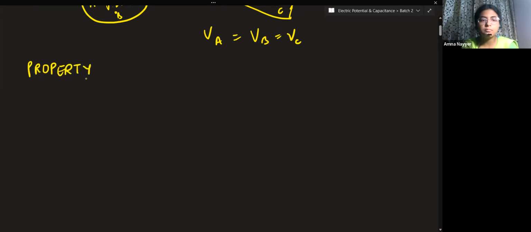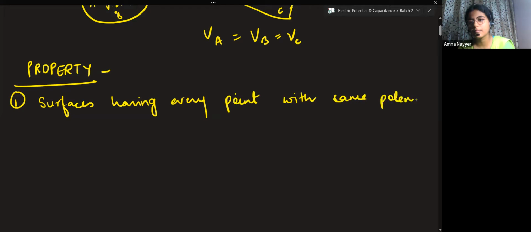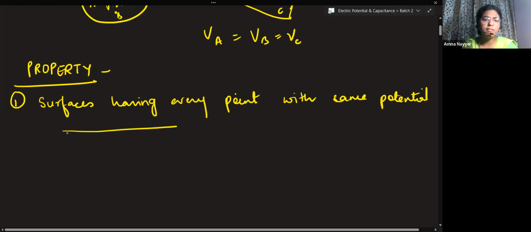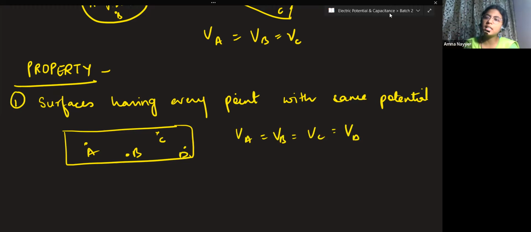First property is the definition only: equipotential surfaces should have the same potential at every point. This is the first condition. Like if you have any random surface and you have taken n number of points, and you see VA equals VB equals VC equals VD, you can call this surface an equipotential surface. All right, this is the first property of it.